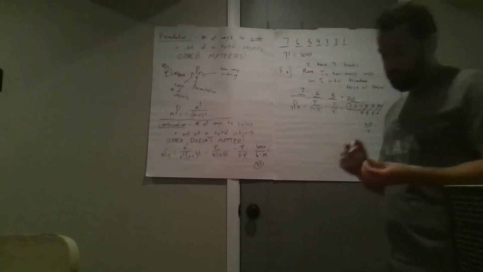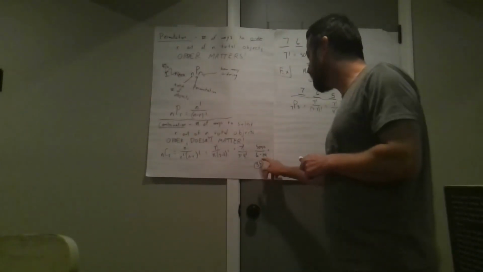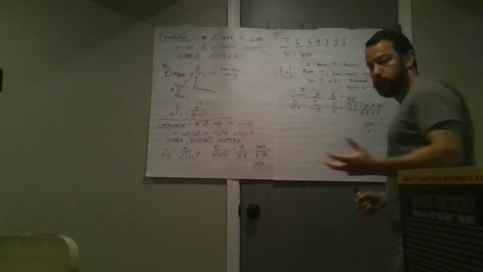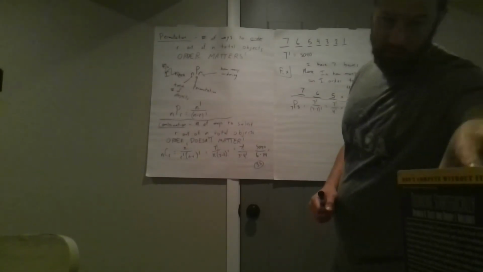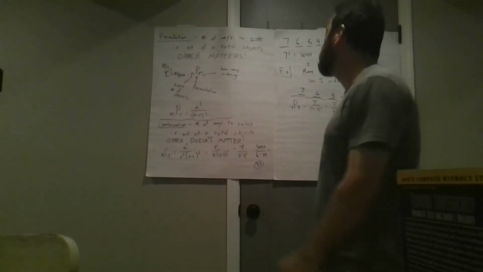So as you can see, with combinations there's a lot less, because you can put these in a lot of different orders, but you can't pick that many different sets of 3 books. So that's our permutations and combinations.